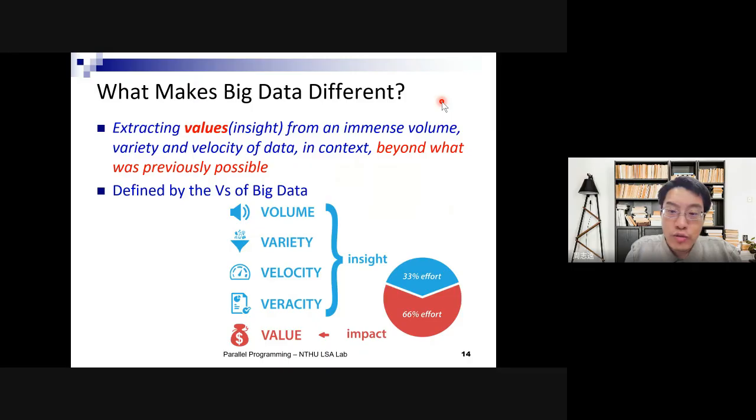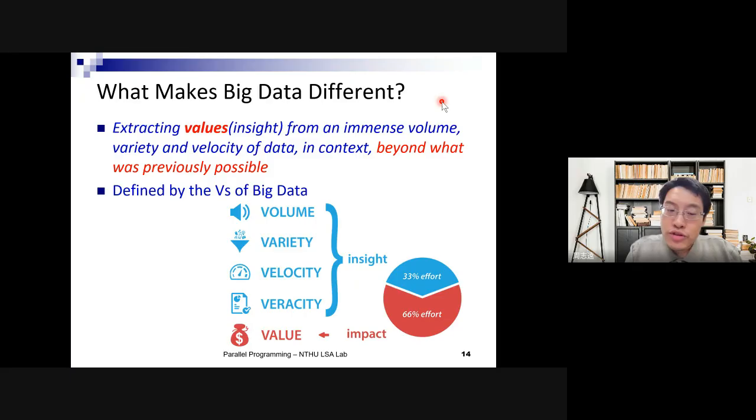Okay, you can see the formal definition is to try to extract values from some immense large amount of volume that cannot be handled beyond what was previously possible. So it all depends on what tools you have at hand, right? And if you cannot solve it by your existing solution for processing the data, then it becomes a big data problem. Okay? On the other hand, right?